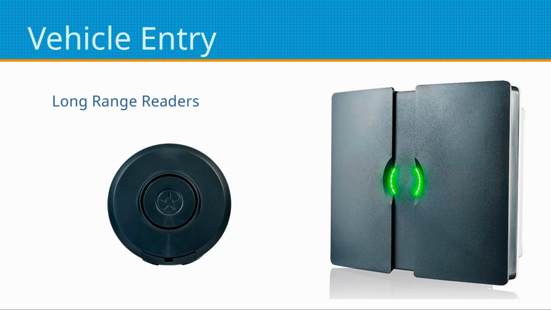And so you put the credential inside the car, it pulls up, the long-range reader reads it, and it says, yes, that car is okay. And so then it opens the gate automatically, the same as you would open a door with your fob if you went to your building.